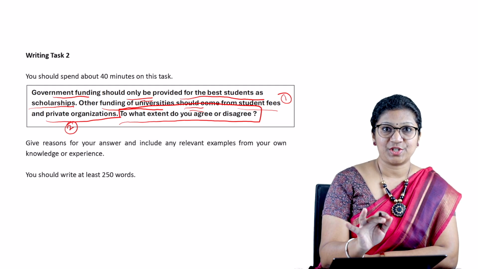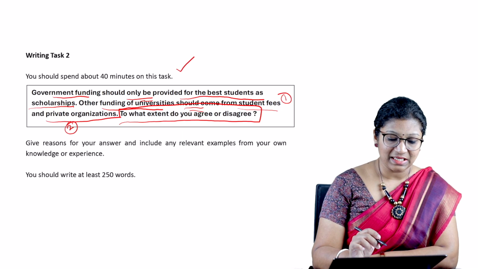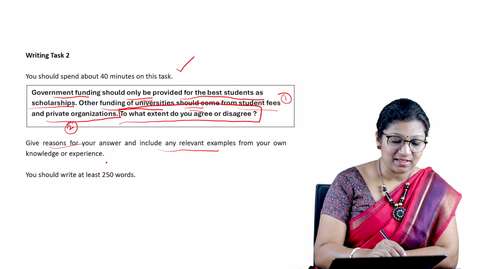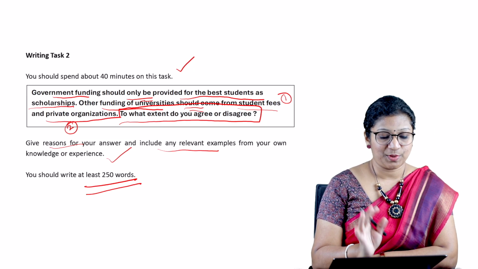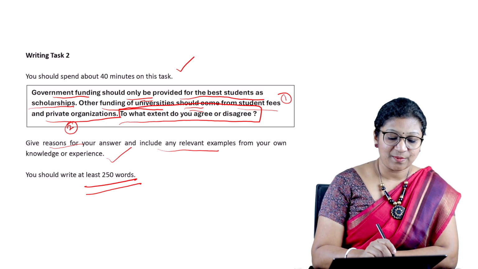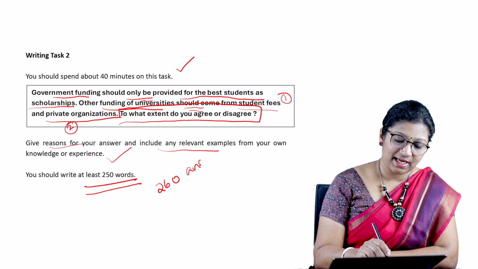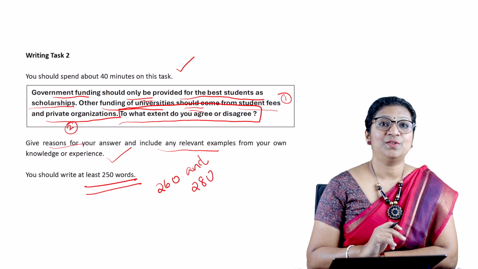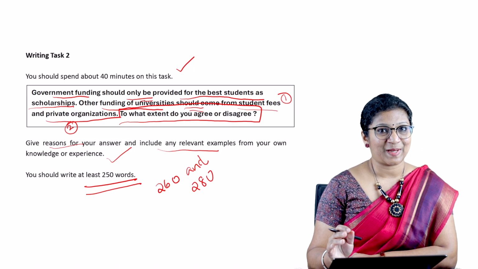Of course, the common instructions for all the essay questions remain, that is, spending 40 minutes on the task. Give reasons for your answer, include any relevant examples from your own knowledge or experience, and the instruction regarding the total number of words that you're expected to write, which is at least 250 words. So, as I always encourage students, I would recommend that you stick somewhere between 260 and 280 words. This is ideal, this is healthier than stopping right at 250 words. Now, do not write anything less than 250 as well.